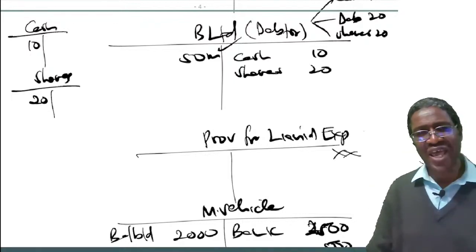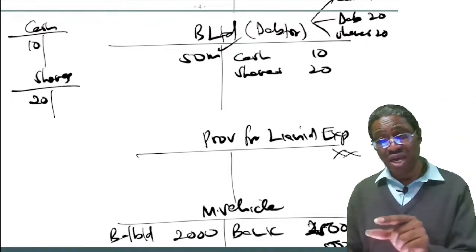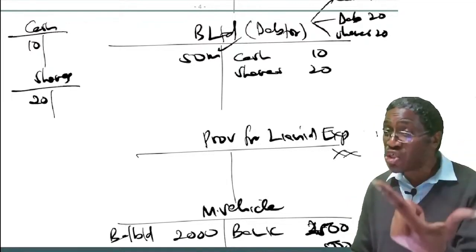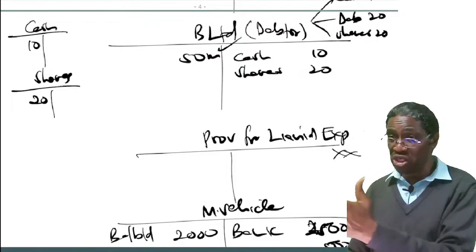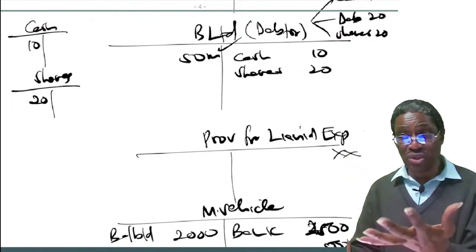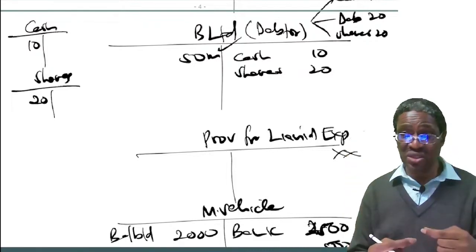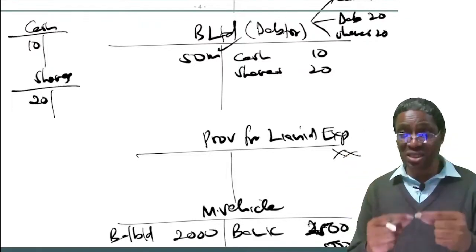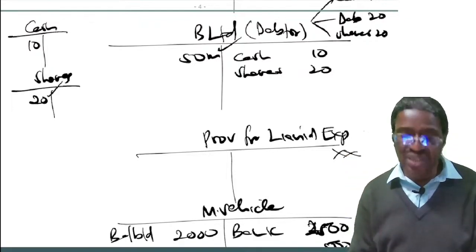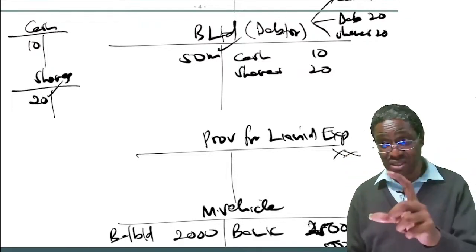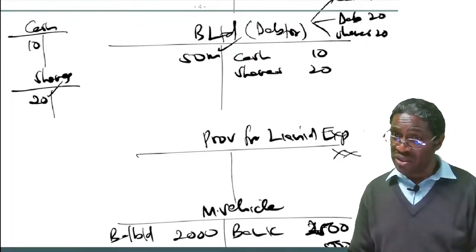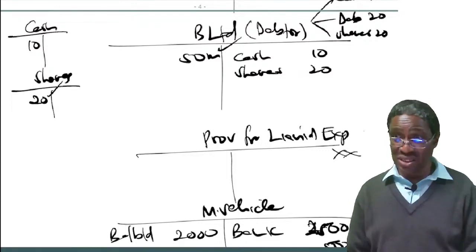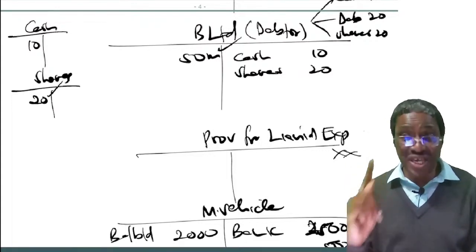Listen, I am receiving shares. I am not the company issuing the shares. If a company is issuing shares, they credit share capital. But when we are receiving shares, we are receiving them as an asset. That's why we are debiting the shares account as an asset. We are receiving shares of B Limited.